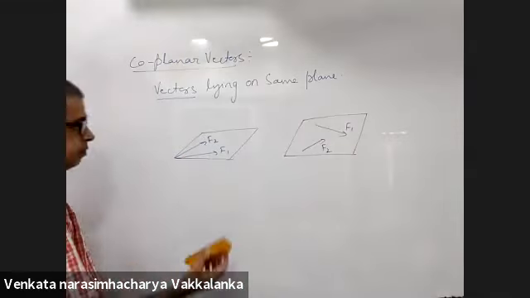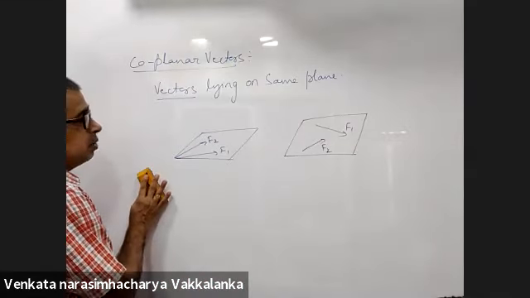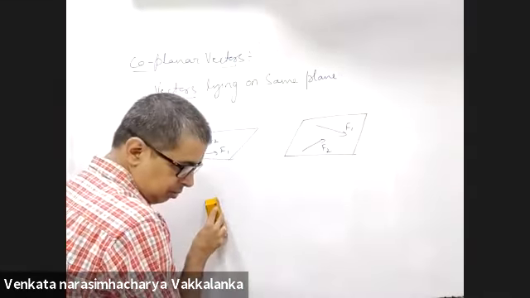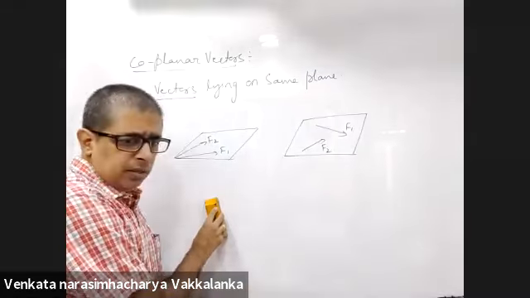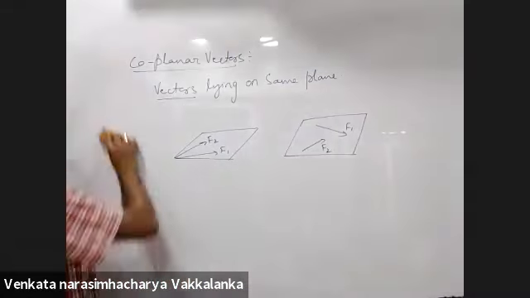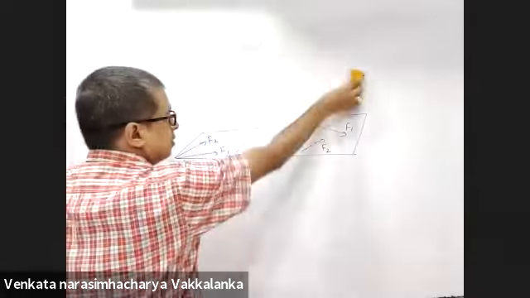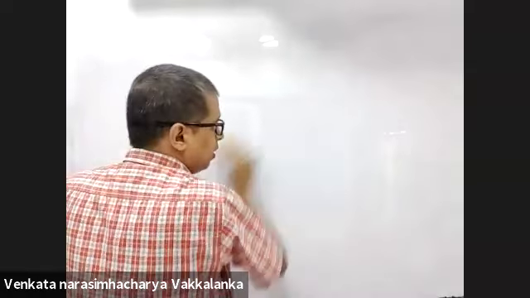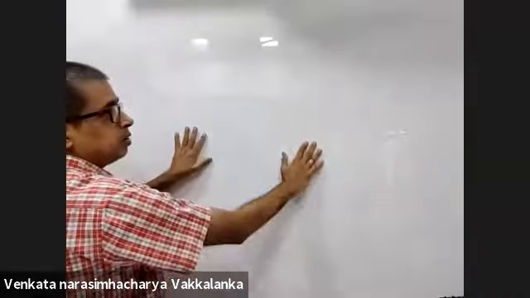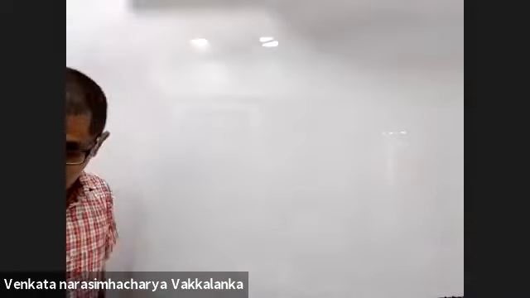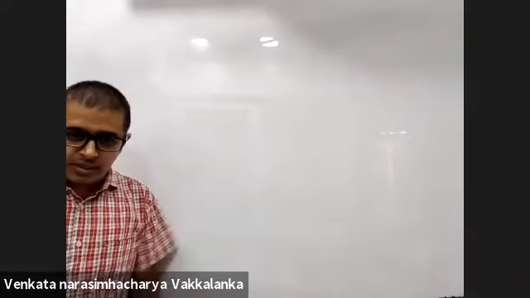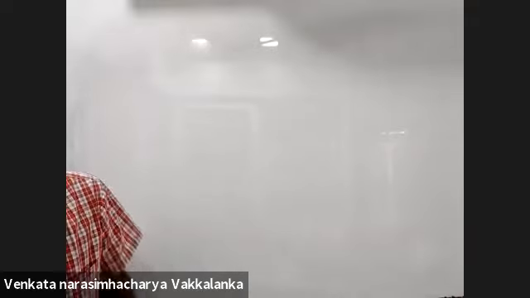Sir, the plane can be vertical too, right? Yes, the plane can be vertical. It need not be a horizontal plane. It can be the plane of the board. If two vectors are in the same plane, they are called coplanar vectors.